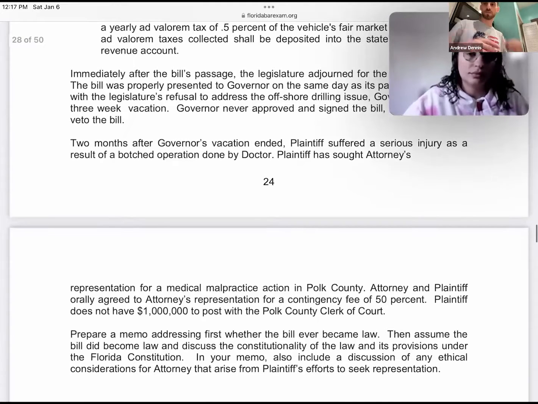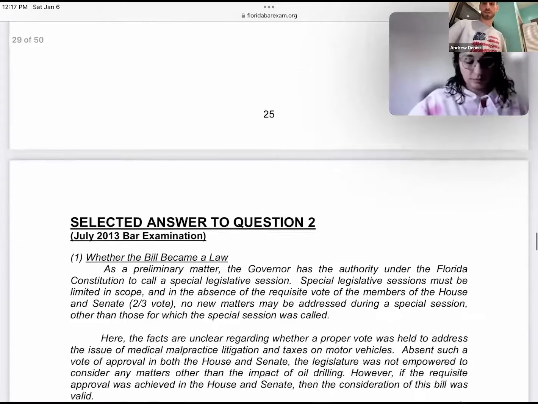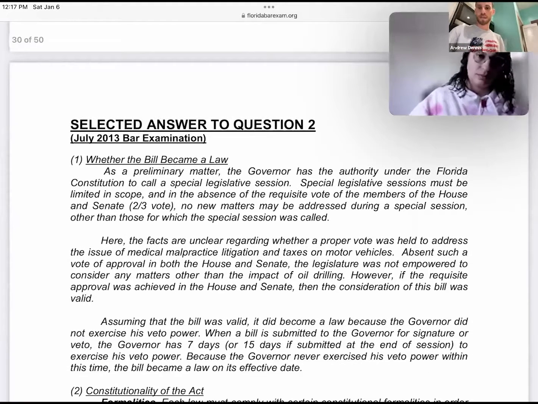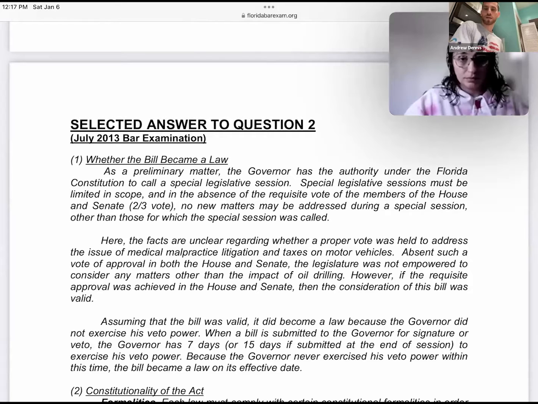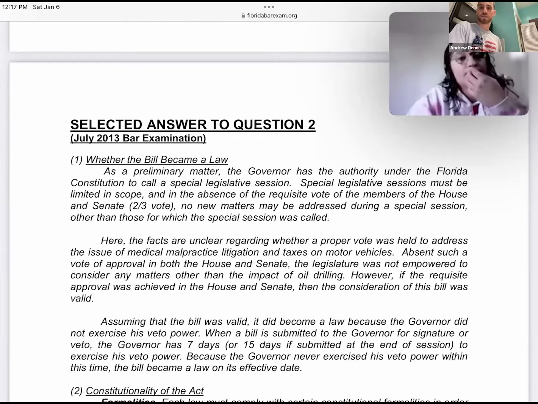It's just something worth noting. All right, and then they do some ethical things. Let's see what we got here. So, whether the bill became a law, as a preliminary matter, and here everyone listen up about special sessions. As a preliminary matter, the governor has the authority under the Florida Constitution to call a special legislative session. Special legislative sessions must be limited in scope.